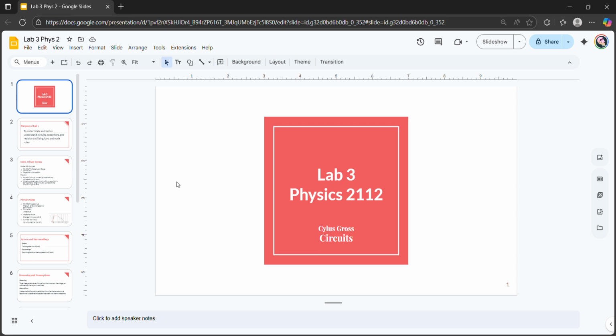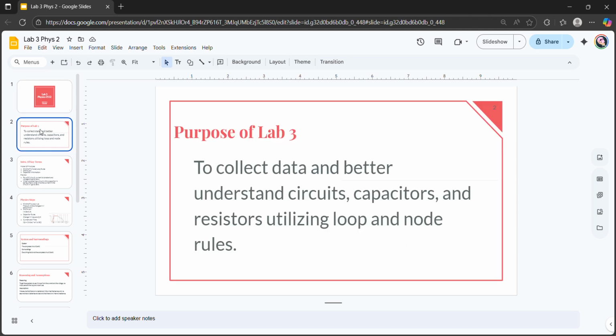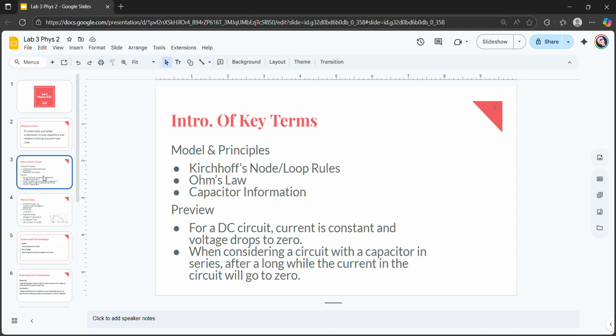Hello, this is Silas Gross, and this is Lab 3, all about circuits. The purpose of Lab 3 was to collect data and better understand circuits, capacitors, and resistors utilizing loop and node rules. Some of the key terms that we're going to be using are Kirchhoff's node and loop rules. We're going to be using Ohm's law, and we're going to have some information on capacitors.